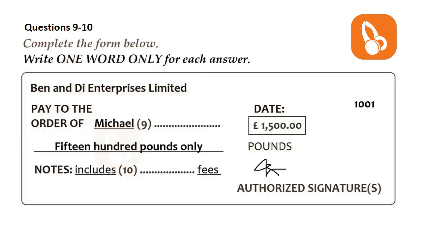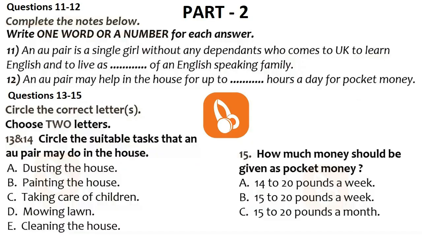Now turn to Part 2. Part 2. You are going to listen to a talk about au pairs in the UK. First, you have some time to look at questions 11 to 15. Now, listen carefully and answer questions 11 to 15.